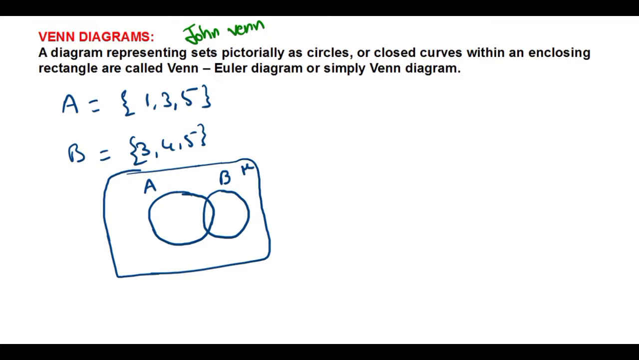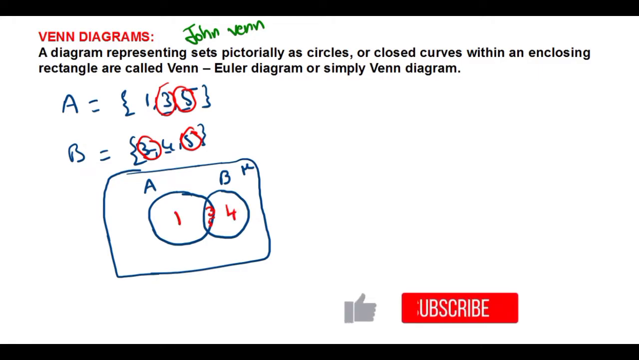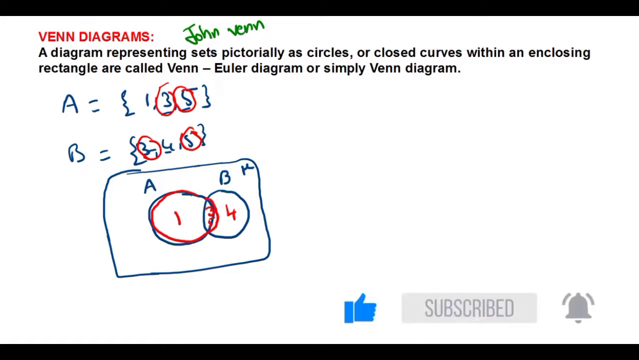So in this, the common elements we have are 3 and 5, right? So this 3 and 5 I'm going to take at the center, and that 1 I'm going to take here, and 4 is here. That means if you observe this, this is set A. In set A we have elements 1, 3, 5, and in set B we have elements 3, 4, 5. So this is a Venn diagram. There are different types of Venn diagrams; in the very short answers section we will discuss what they are.